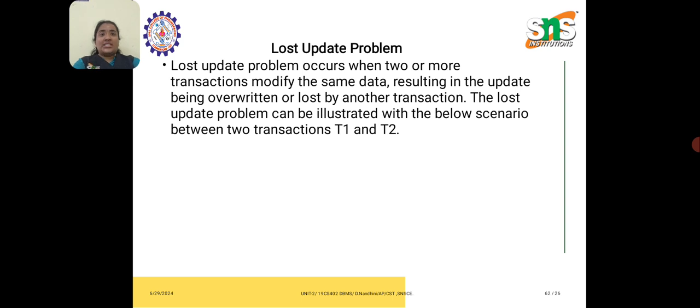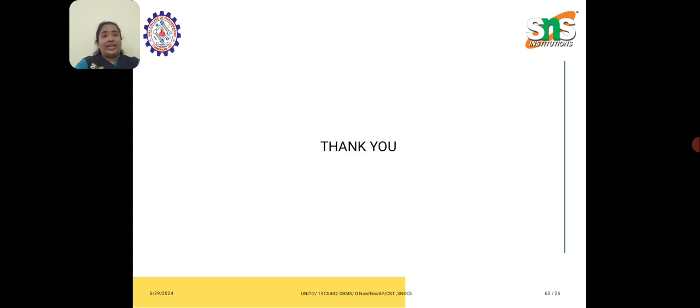Next is the lost update problem. What is a lost update problem? A lost update problem occurs when two or more transactions modify the same data. For example, we have three transactions, and in those three transactions the changes are similar and get modified at the same time, resulting in an update being overwritten or lost by another transaction. The lost update problem can be illustrated with the scenario below between two transactions, T1 and T2.